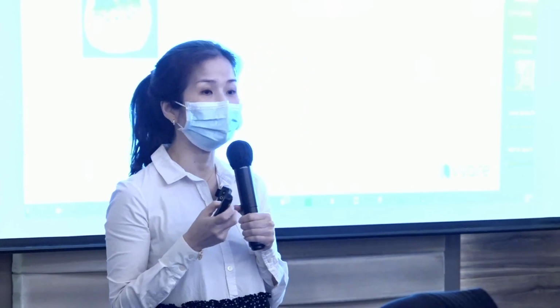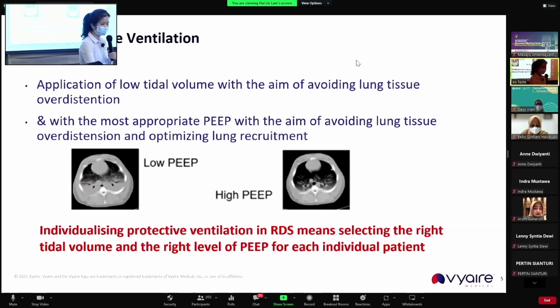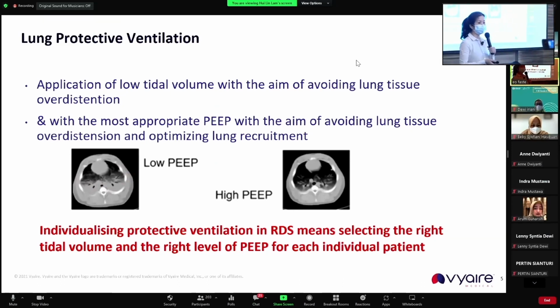Just now, in all the previous topics, we talked about using volume guarantee and using low tidal volume for the patient to try to avoid lung over distension. And with Dr. Adi, we talked about using the most appropriate PEEP to avoid lung tissue over distension, and also to try to optimize lung recruitment for the patients.